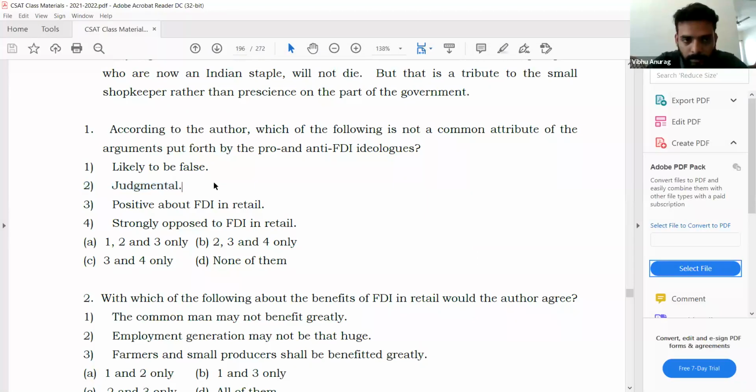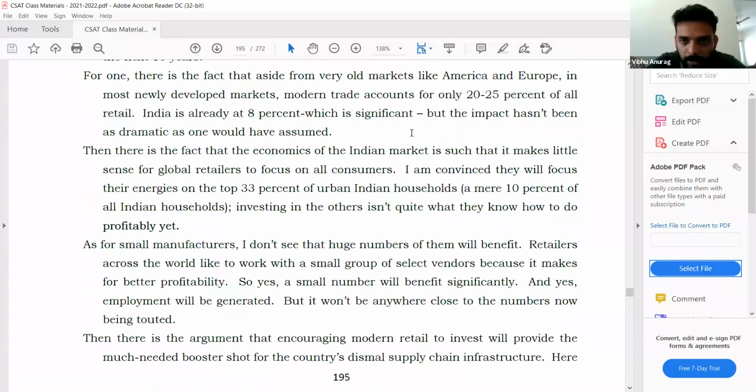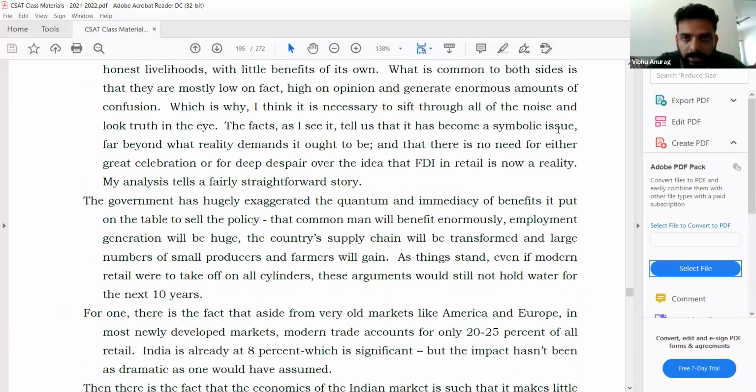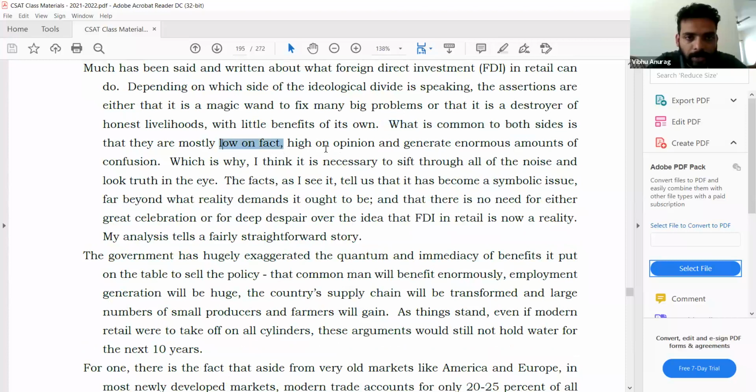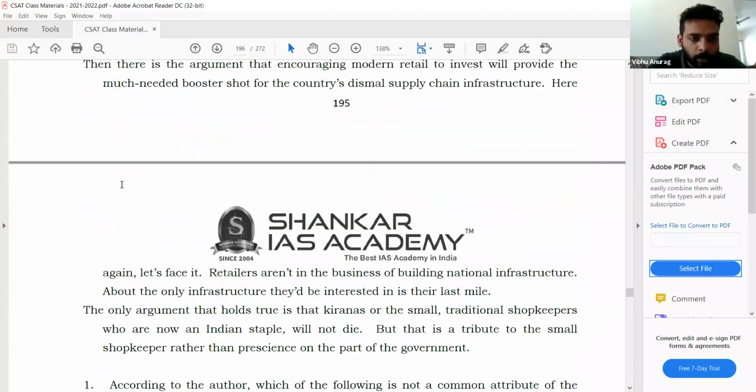Common. Both are judgmental because both are high on opinion. See the beginning of the passage here. What is common to both sides? Low on fact, high on opinion. So likely to be false, judgmental. So common. So eliminate 1 and 2.